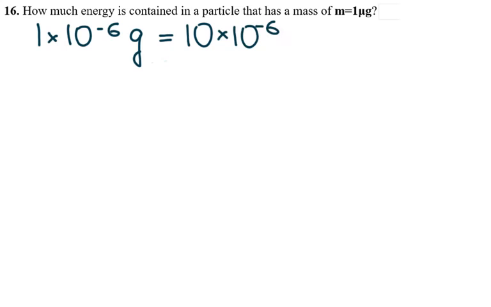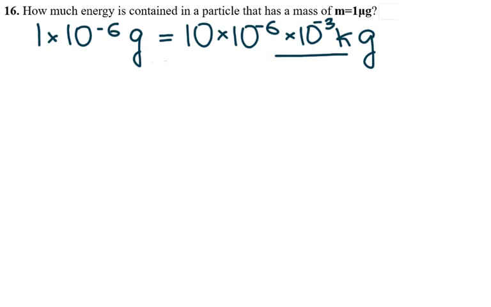In this question, they ask you how much energy is contained in a particle that has a mass of 1 microgram. Micro means 10 to the negative 6. I have to convert this mass into kilograms. So I'm going to rewrite 1 microgram, 10 to the negative 6 gram, into kilograms. So I have 1 times 10 to the negative 6, and then I'm going to add kilogram. To cancel the kilo that I just wrote, I have to write negative 3.